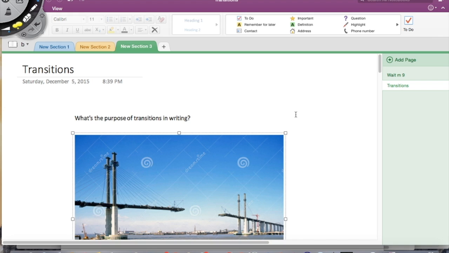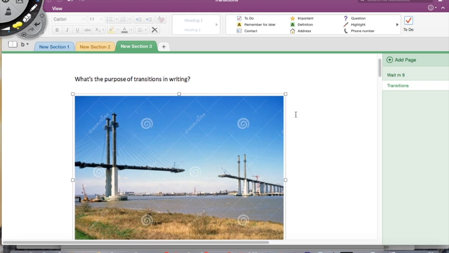What is up, everybody? Today we are going to be learning about transitions and how they are used in writing. So, you're probably thinking, well, what are transitions? I'm going to tell you in a very simplified manner what transitions are. When I think of transitions, I think they are something that connects an idea to another idea I have.